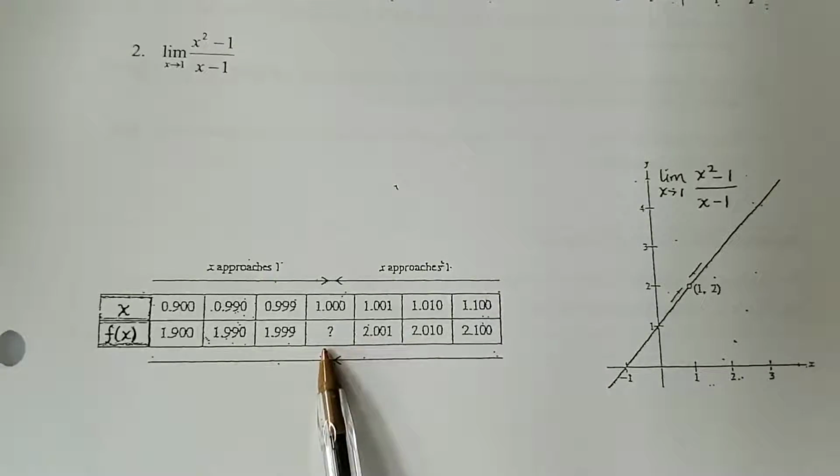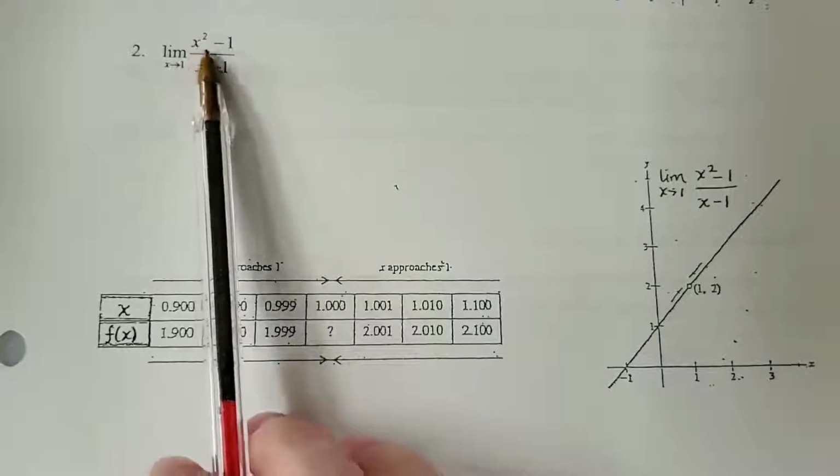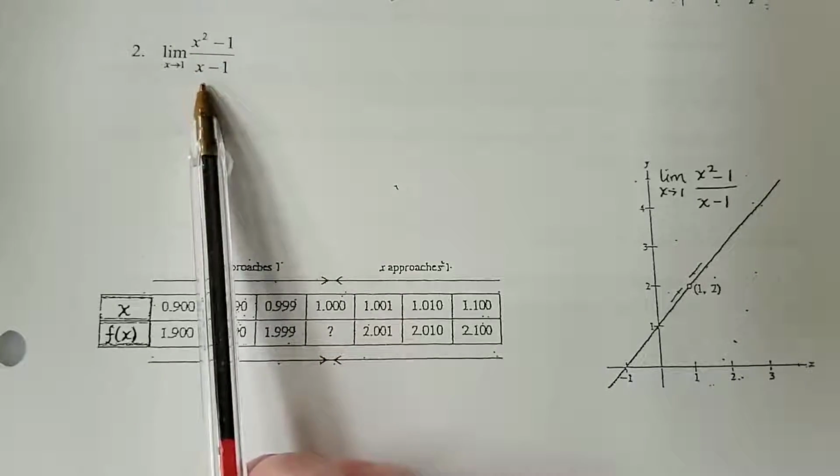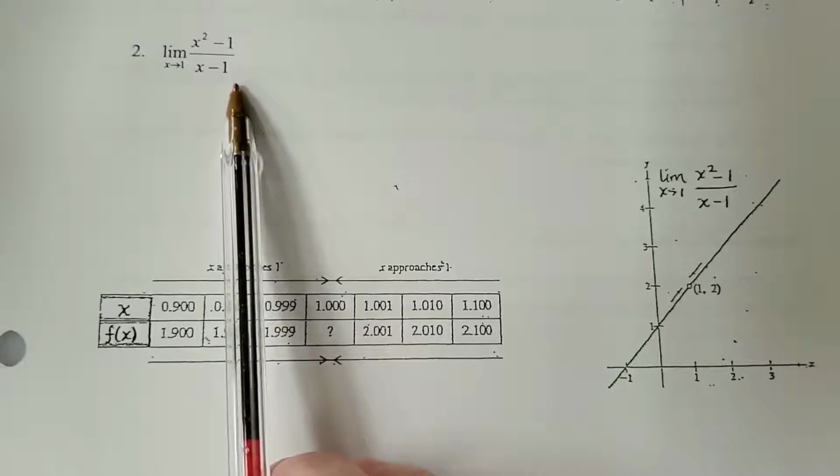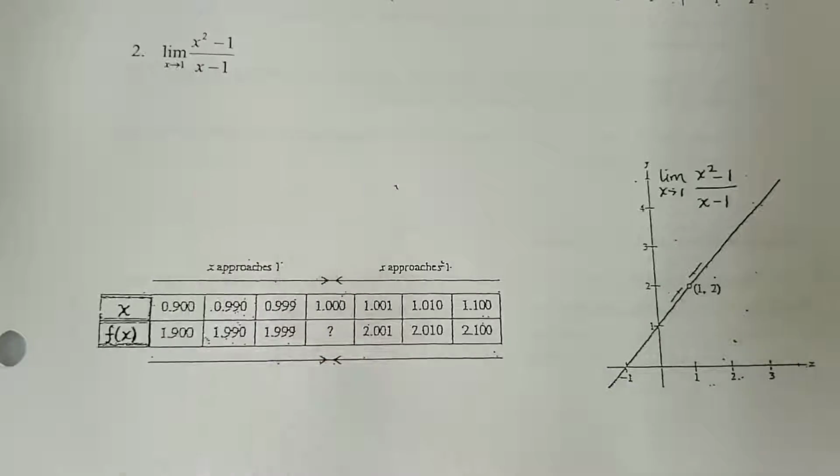Why is there a question mark here? There's a question mark here because if I try to substitute 1 into my function, you're going to end up with 1 minus 1, and you'll have a 0 in the denominator, okay?